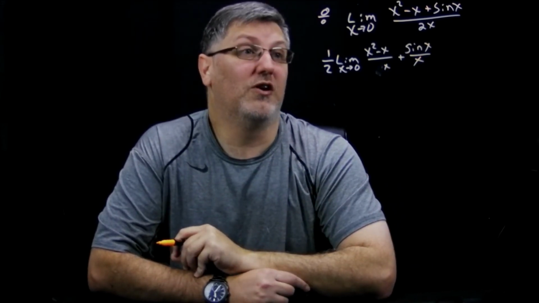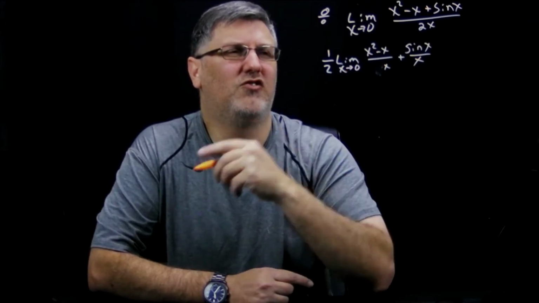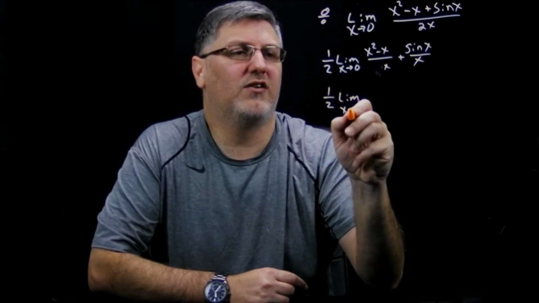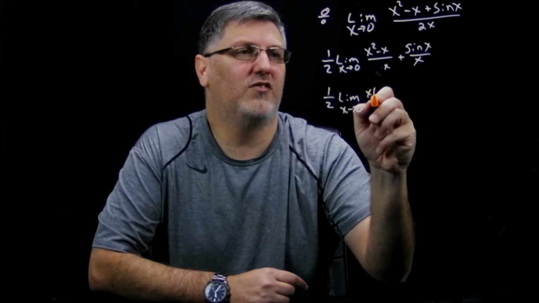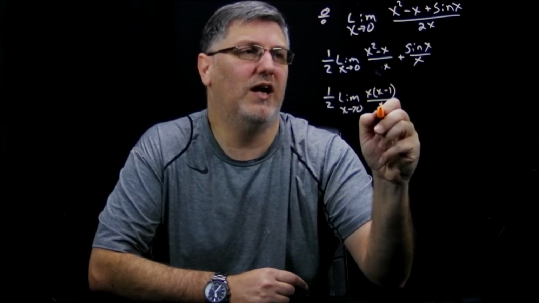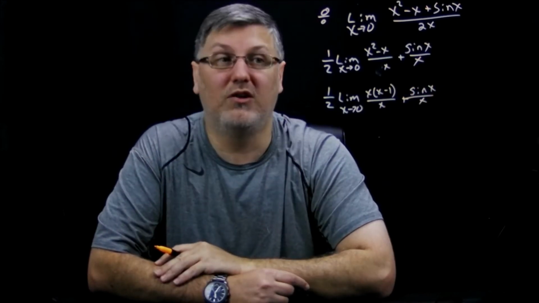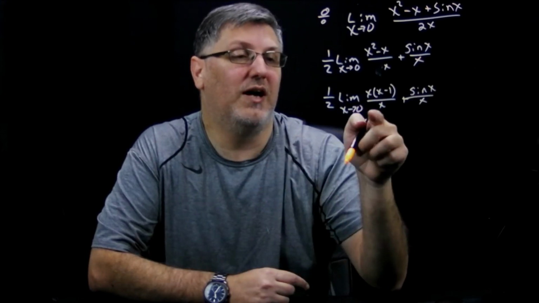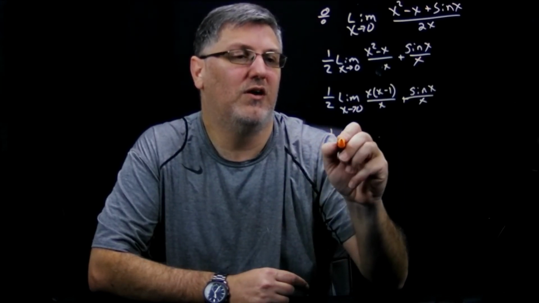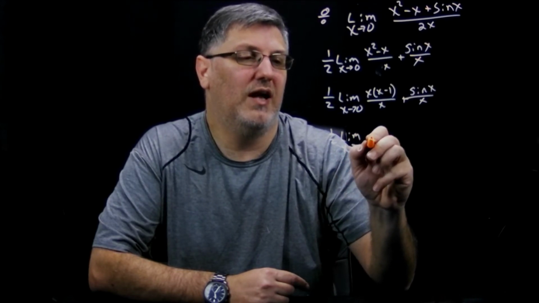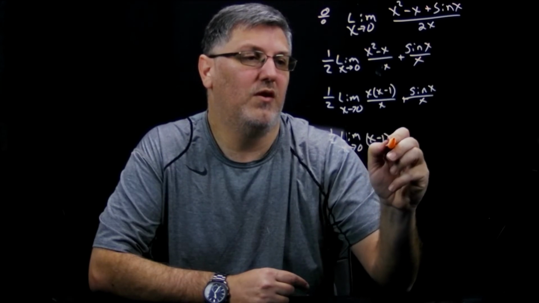All right, so far so good. I'm liking this. Hey, wait. I have a GCF up on top of this, on this one. I could factor an x out. So I can do 1/2 the limit as x approaches 0 of x times x minus 1 over x plus the sine of x over x. Not terribly bad. It's basic algebra. My x's cancel. I now have 1/2 of the limit as x approaches 0 of x minus 1 plus sine x over x.